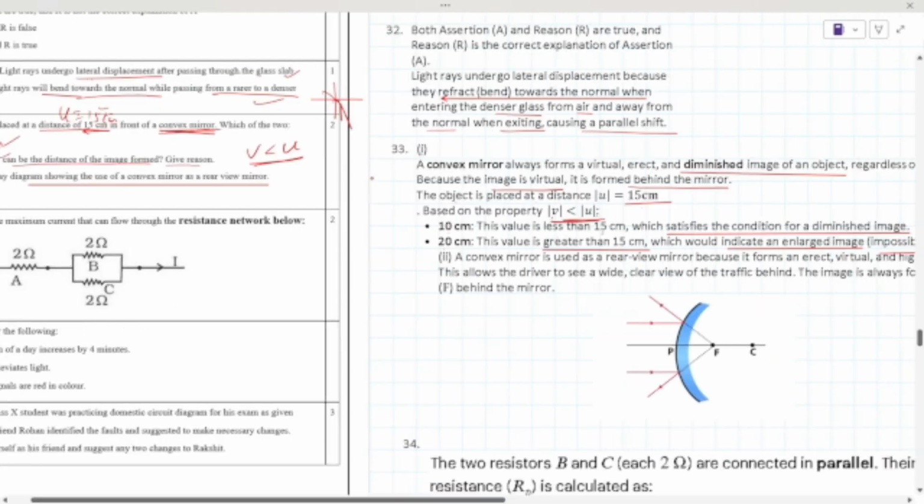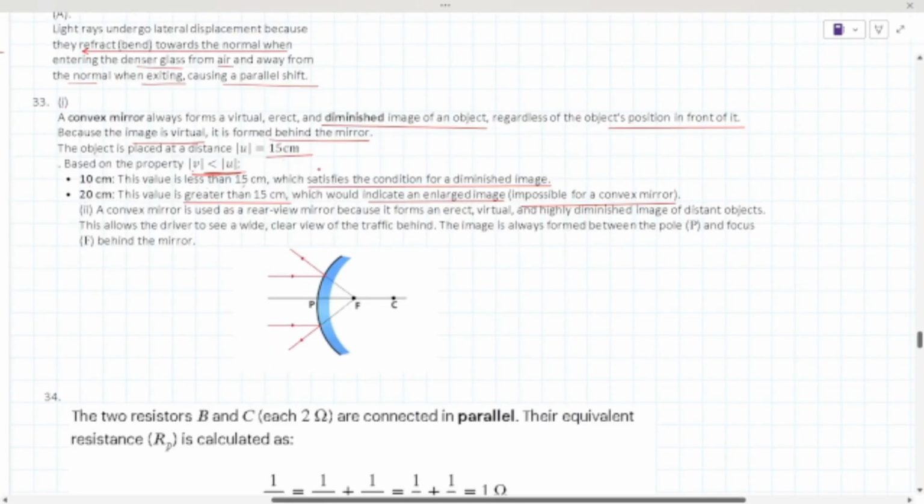We have to just draw it, right? See, like this. A convex mirror, you can also give some statement. The convex mirror is used as a rear view mirror because it forms an erect and highly diminished image of distant objects. This allows the driver to get a clear view of the traffic behind. The image is always formed behind the mirror, between the pole and focus. Here is the image.